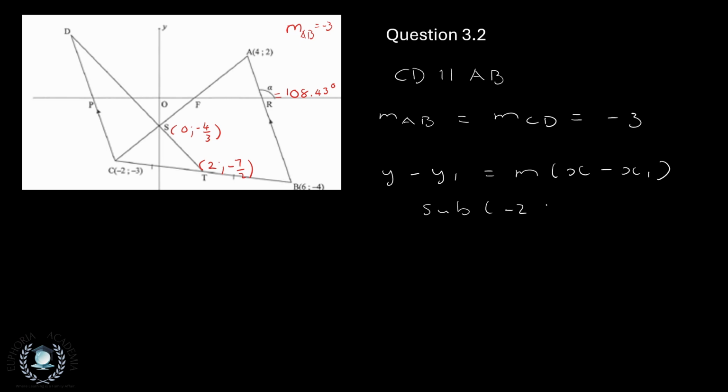and we're just substituting the point minus 2 and minus 3, and when we do substitute, we're going to find that we have y plus 3 is equal to minus 3x plus 2, and the formula after some algebra is going to be y is equal to minus 3x, that's going to be minus 6 minus 3, minus 9.